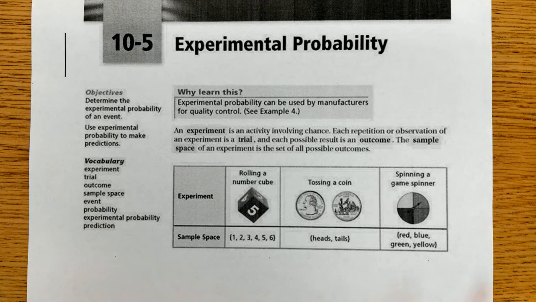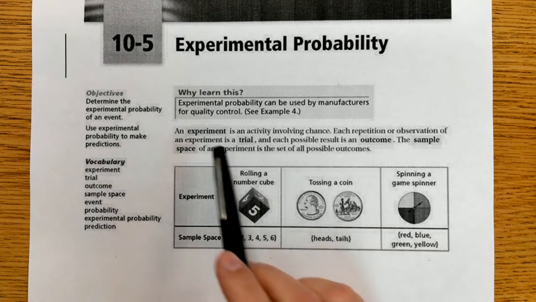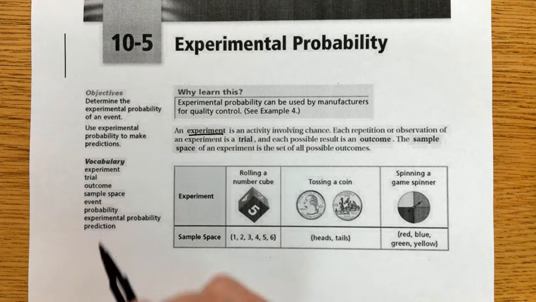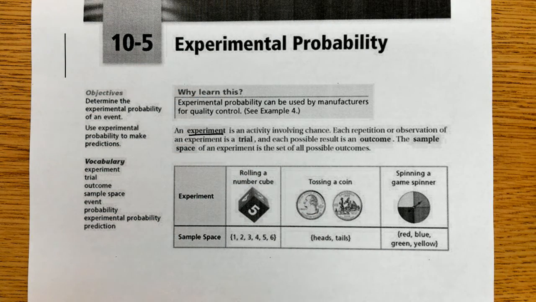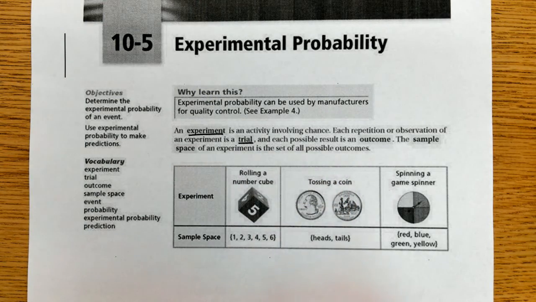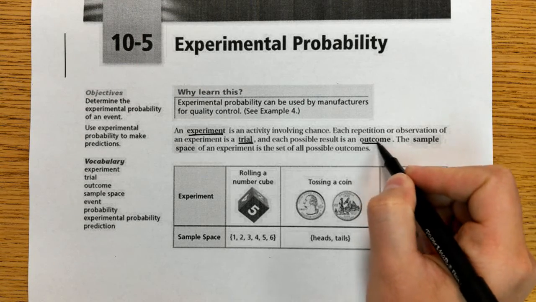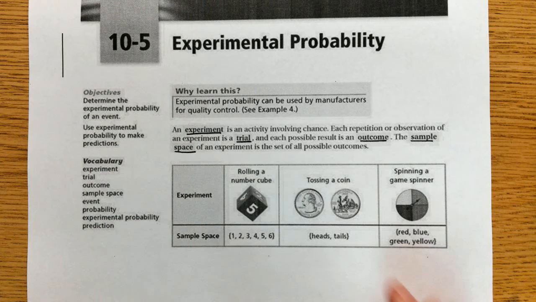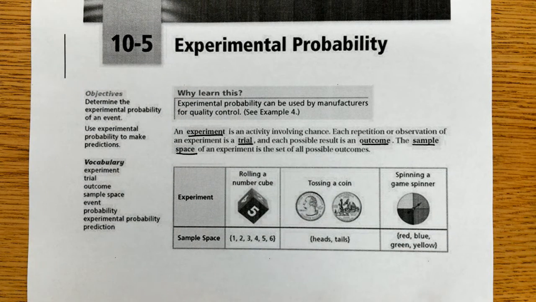So here, an experiment is an activity involving chance. Each repetition or observation of an experiment is a trial, and each possible result is an outcome. The sample space of an experiment is the set of all the possible outcomes.